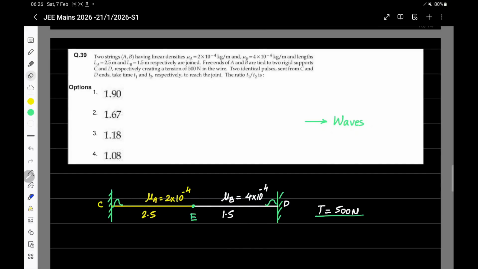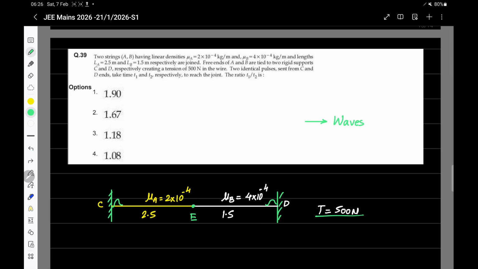Here we are solving a question on waves that had appeared in 21st January shift 1 of JEE Mains 2026. So we have two rods A and B of different linear mass densities. They are joined at E, and their other free ends are joined to the rigid support at C and D.